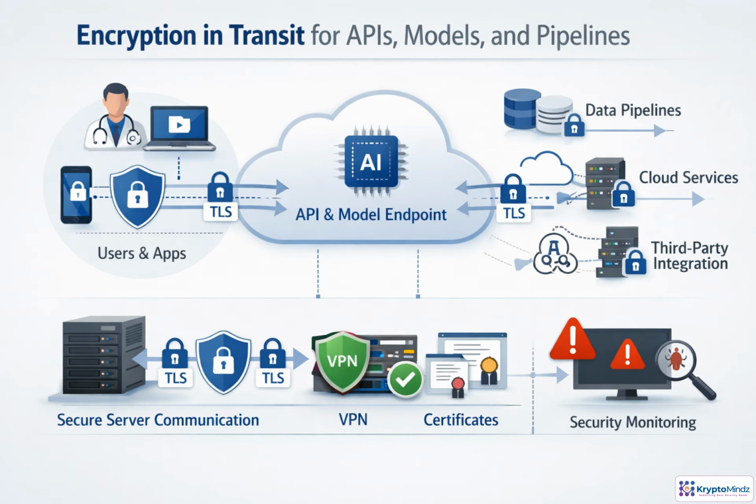Data in transit needs the same discipline across every hop. PHI may move from a clinician's app through APIs into model endpoints, pipelines, cloud services, and integrations. TLS should be mandatory for user traffic, inference calls, prompts, responses, webhooks, batch jobs, and admin consoles. For service-to-service paths, strengthen protection with certificates, private networking, VPNs, or mutual TLS. Continue monitoring for expired certificates, weak cipher suites, insecure protocols, and exposed endpoints that handle PHI.